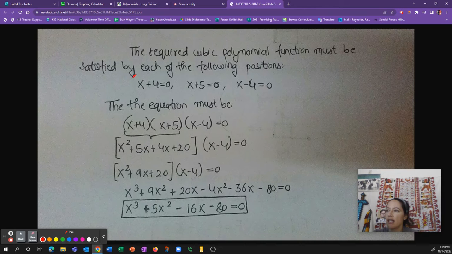I just Googled it. This one says the required cubic polynomial function must be satisfied by each of the following positions. X plus 6 equals 0, so that means it crosses at -6, right? Because that would make it 0. This would be at -5, and that one would be at +6. So those are the roots of the function. They're the things that make it equal to 0. These are the factors of the function. Look at that. See how they are reverse engineering this?